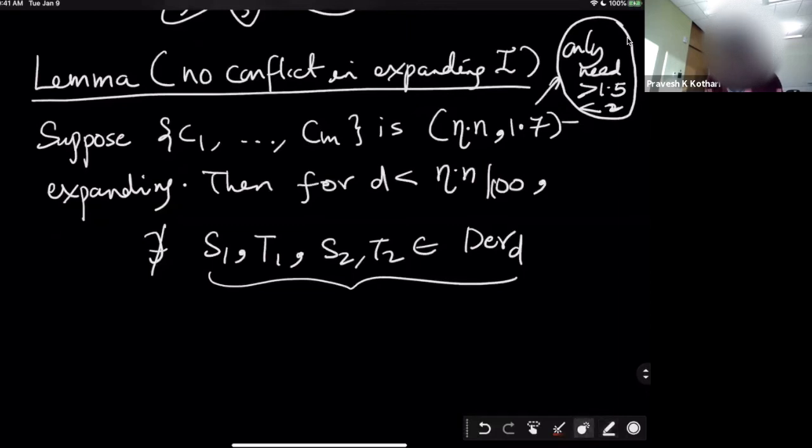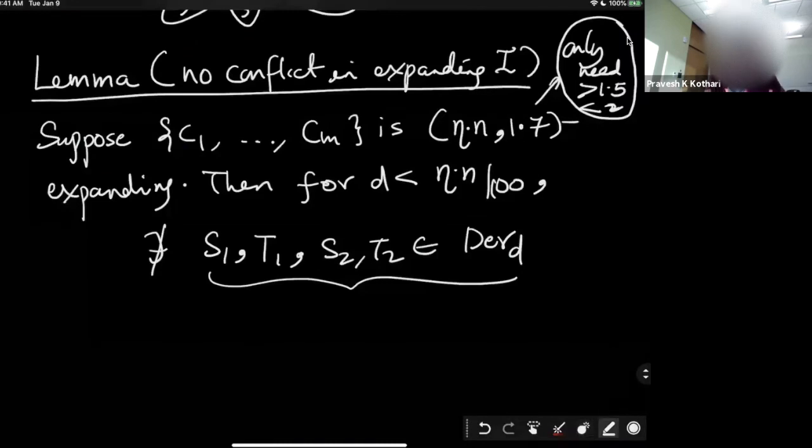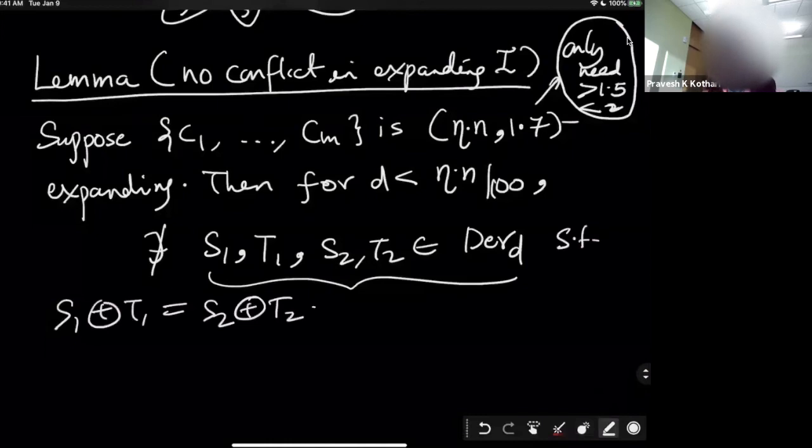There do not exist S1, T1, S2, T2 in their D such that S1, T1 equals S2, T2. So it's saying that if I do degree D derivations, and D is some constant factor smaller than this limit of where the expansion holds in the hypergraph, then in fact there cannot be any conflicting pair of derivations. Notice that this is saying something stronger than what a priori we might have needed.